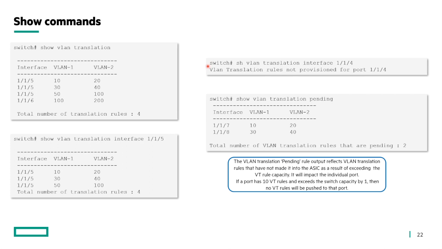If we see the VLAN translation pending message, it's referencing rules not provisioned to a port. So this will relate to a VLAN translation rule or set of rules that have not made it into the ASIC as a result of exceeding the switch VT rule capacity. So if you have a selection of rules, say 10, that are about to be applied to a specific interface, and those rules exceed the switch capacity by 1, then no VLAN translation rules would be applied to that interface. In normal operation, the show VLAN translation pending command will display no pending rules.